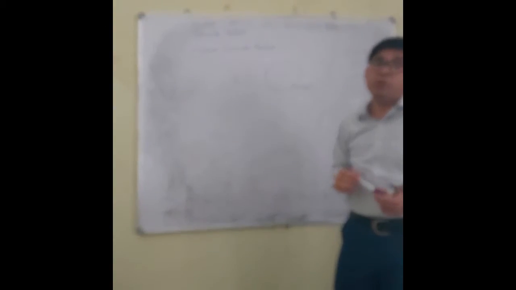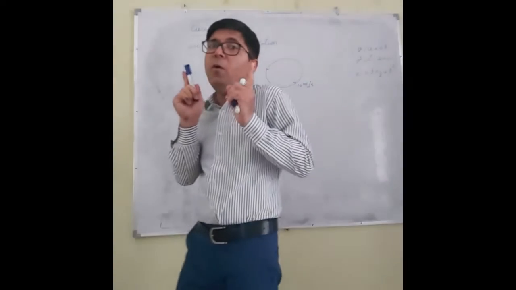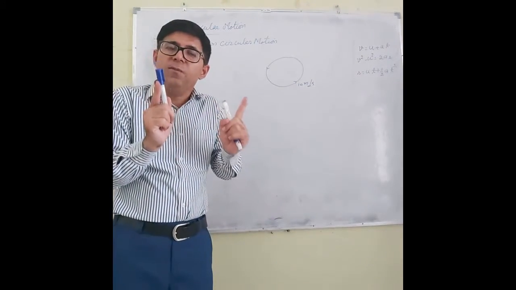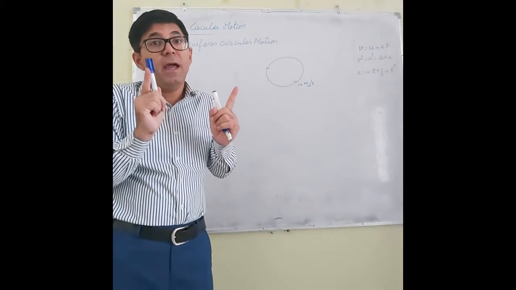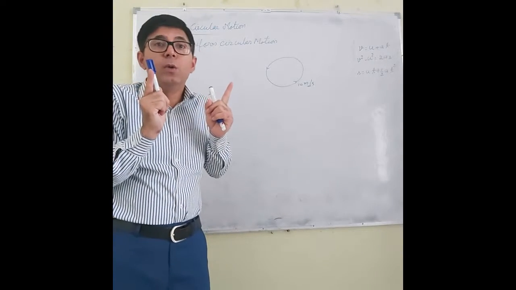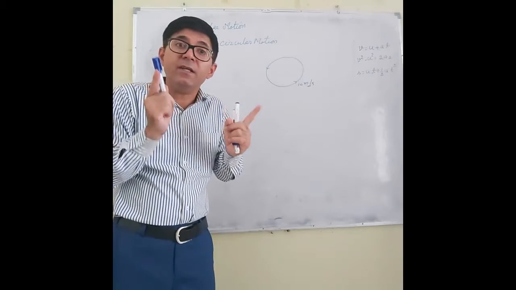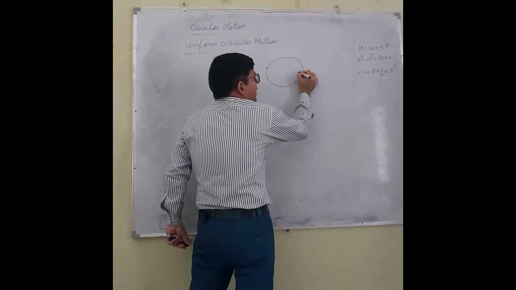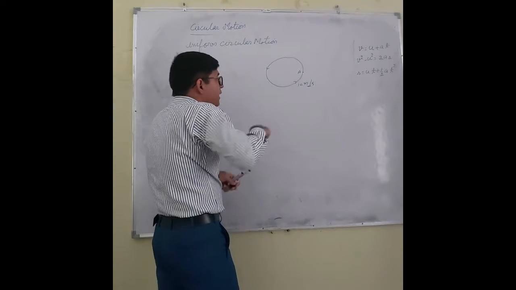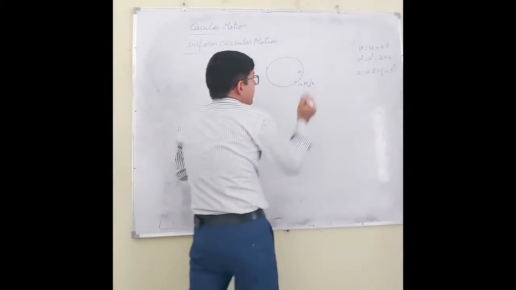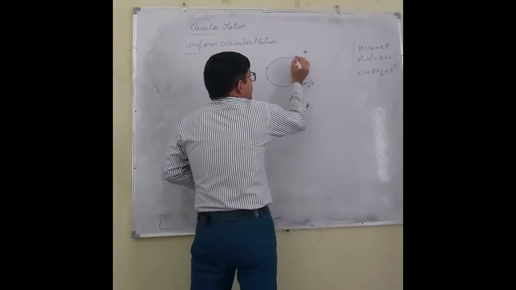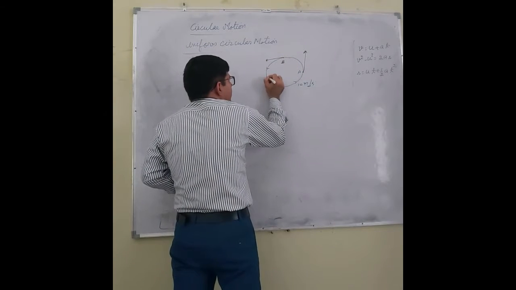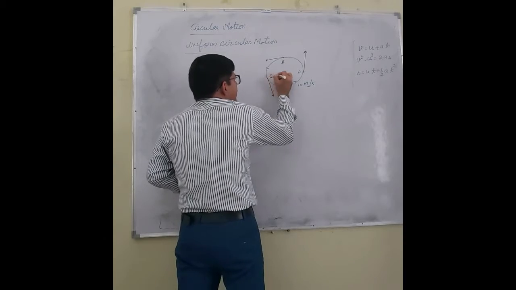In uniform circular motion, the velocity of the body changes at every point due to change in its direction. How? At point A, the direction of motion is given by this tangent. At point B, it is given by this. At point C, it is given by this.